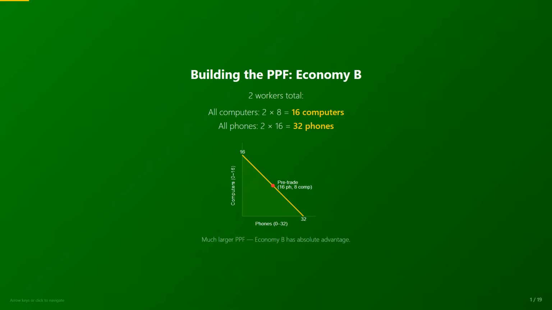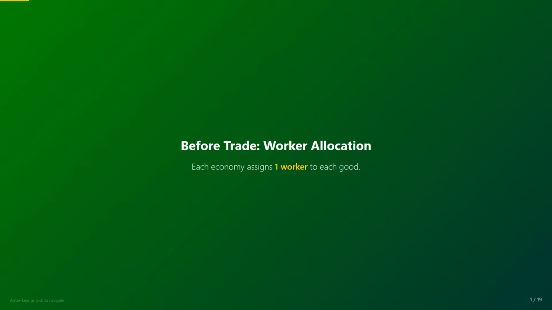Now economy B. It has 2 workers, each can produce 8 computers or 16 phones. If both produce computers, 2 workers times 8 equals 16 computers. If both produce phones, 2 workers times 16 equals 32 phones. So economy B's PPF goes from 16 computers and 0 phones to 0 computers and 32 phones. Economy B is much larger because its workers have an absolute advantage.